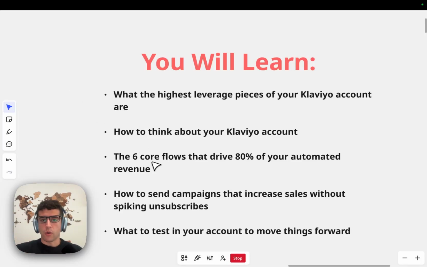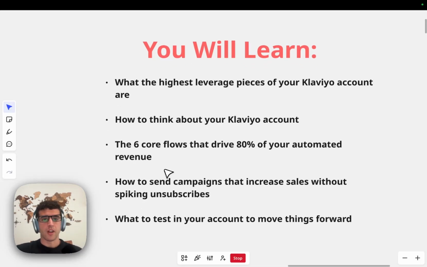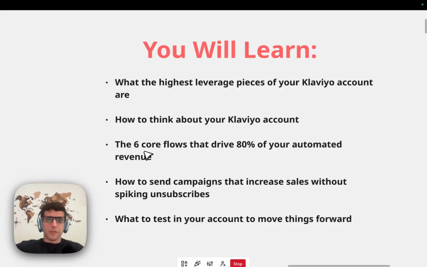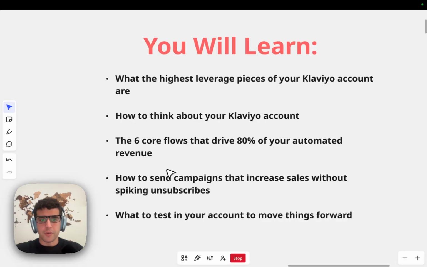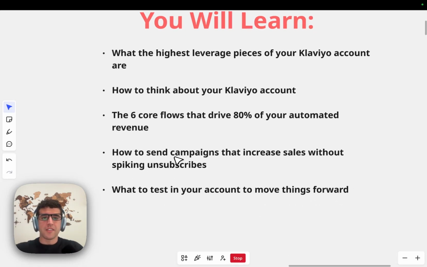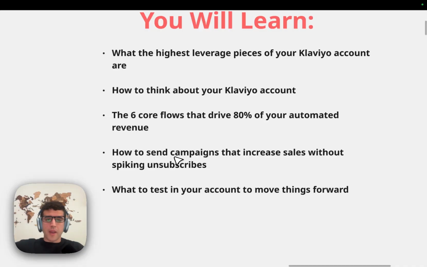We're going to talk about the 6 core flows that drive pretty much 80% of your automated revenue. There are a lot of crazy, personalized, segmented flows that you can build, and trust me, we build a lot of them at my agency, but really there are about 6 fundamental ones that drive the majority of your revenue. We're going to talk about how to send campaigns that actually increase sales without spiking unsubscribes, without getting bad open rates, without having engagement go down the drain. There's a fine balance there. And more importantly, we're going to talk about what to actually test in your account moving forward. Testing is arguably the most important piece.